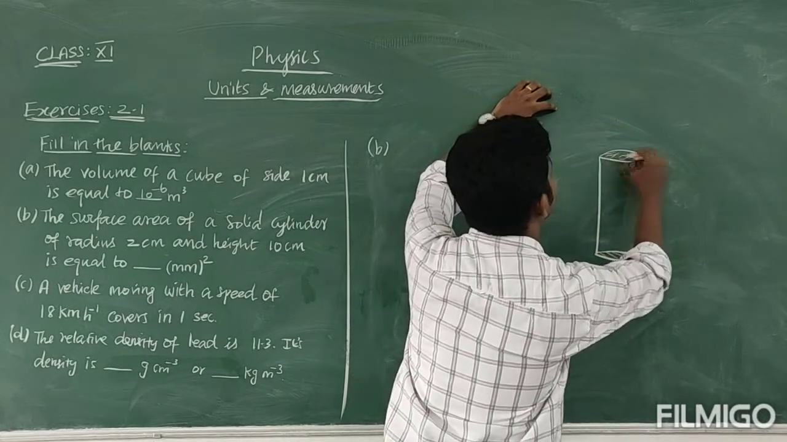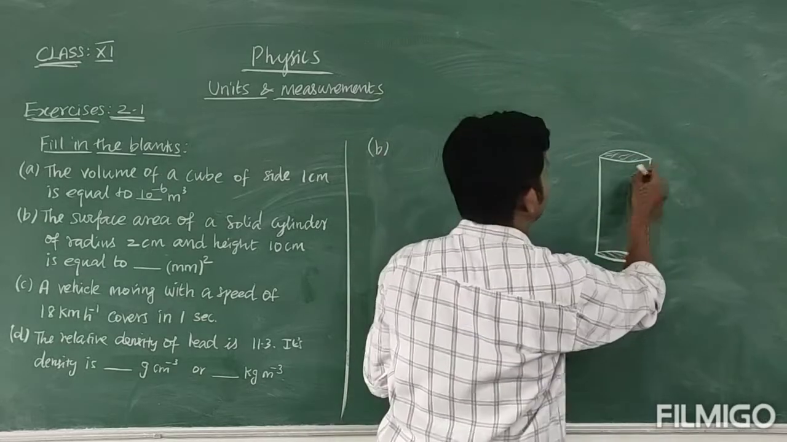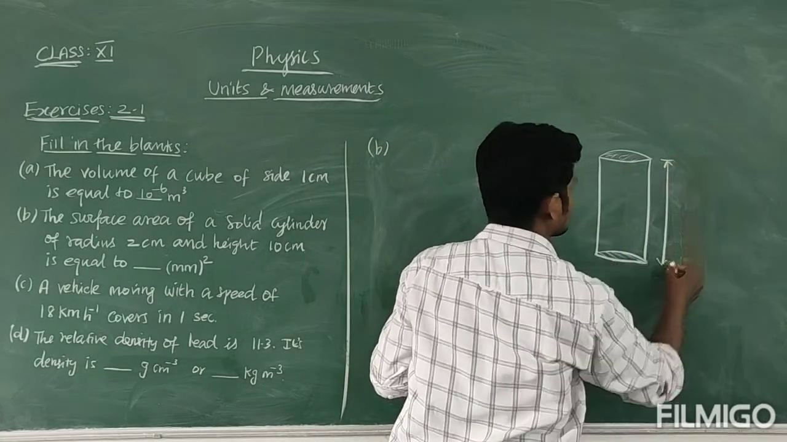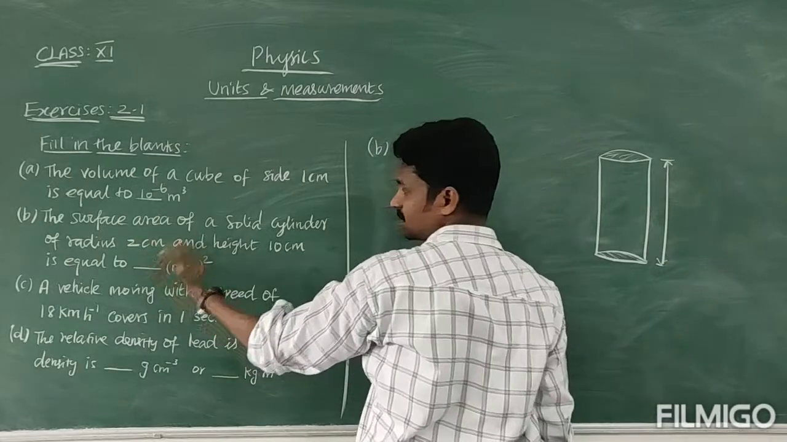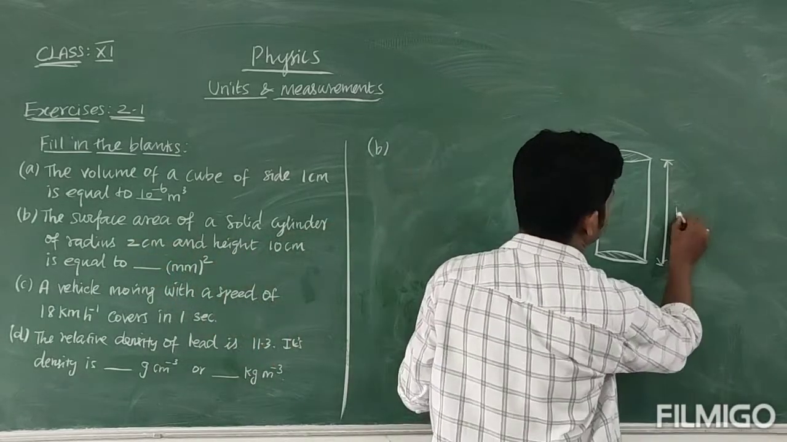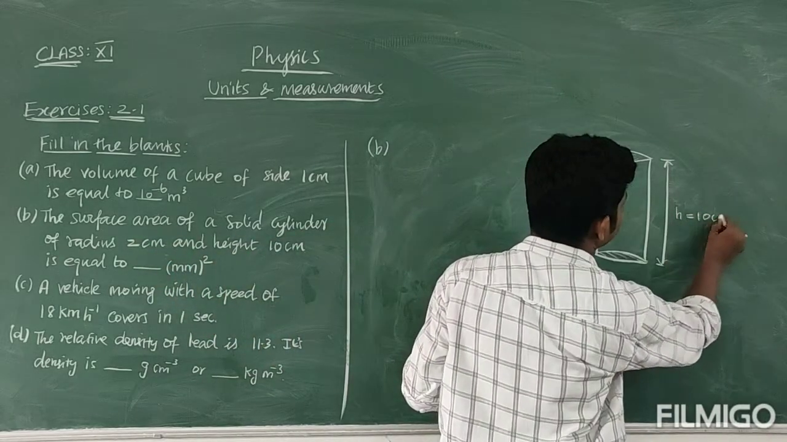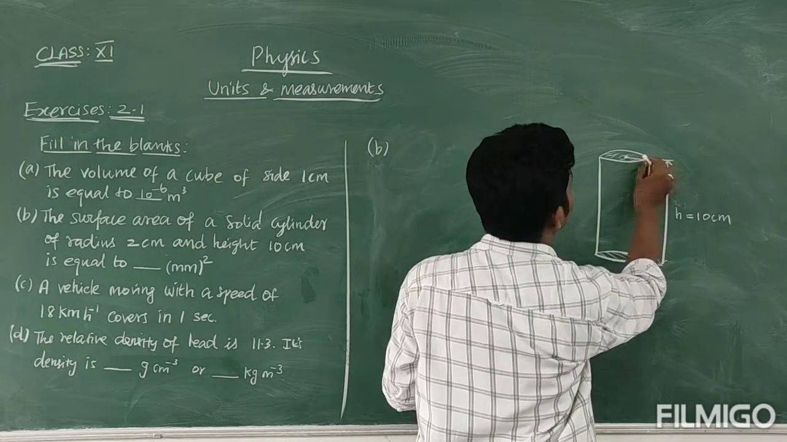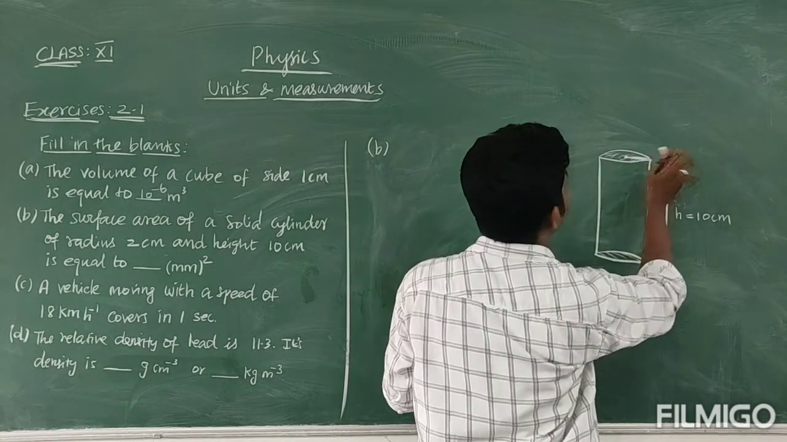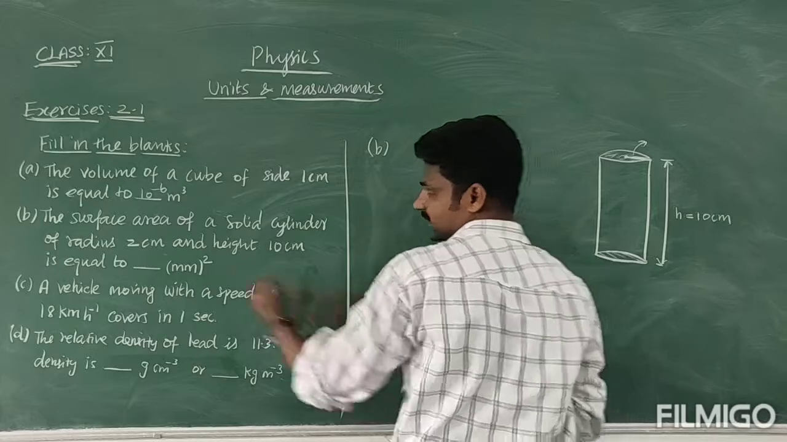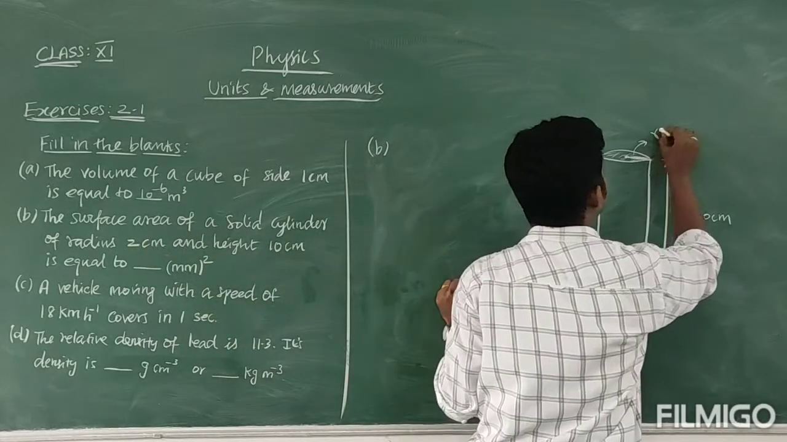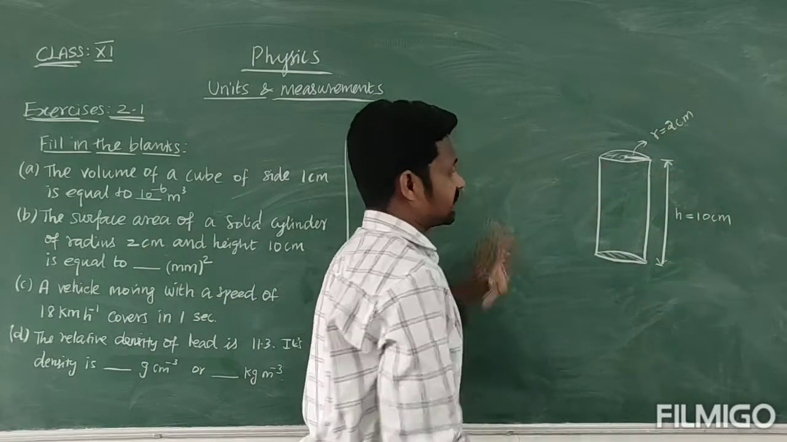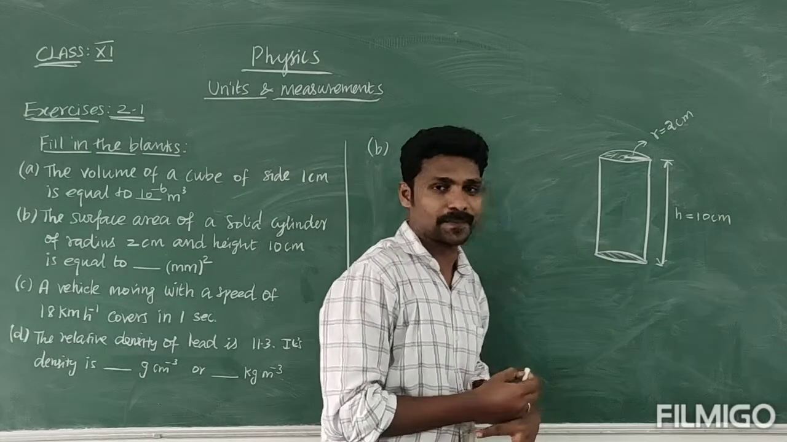So now the height value given in the question, what is the height? The height value is 10 centimeter. Then this radius from here to here, you know that it is the radius. The radius value is given, that is 2 centimeter. Now they are asking the surface area.